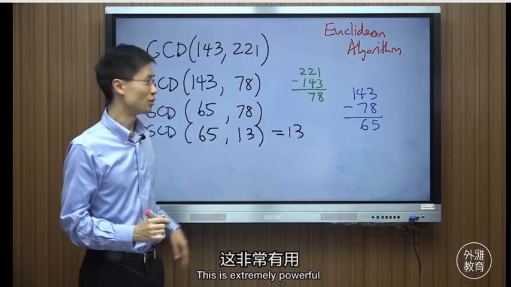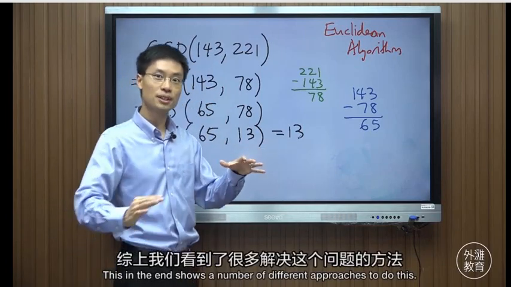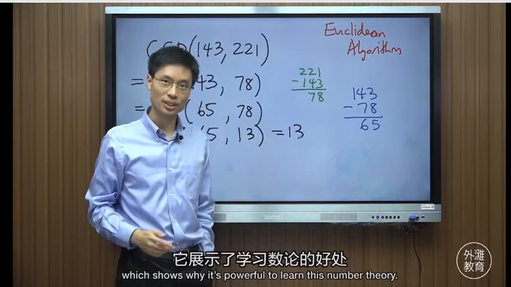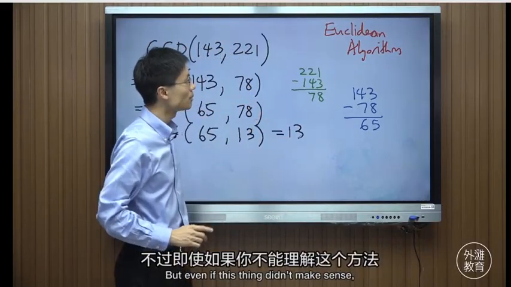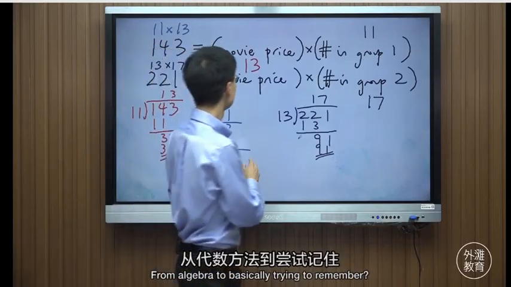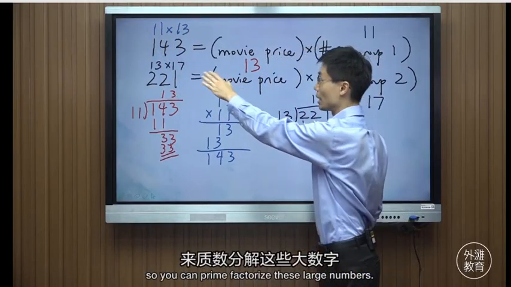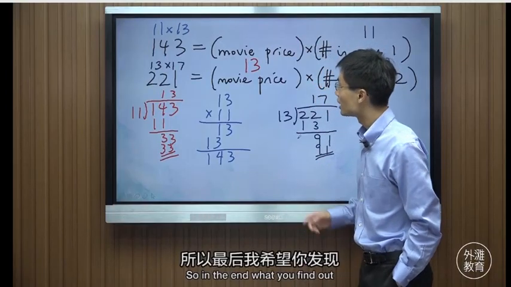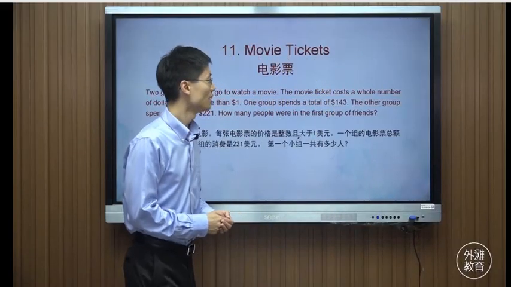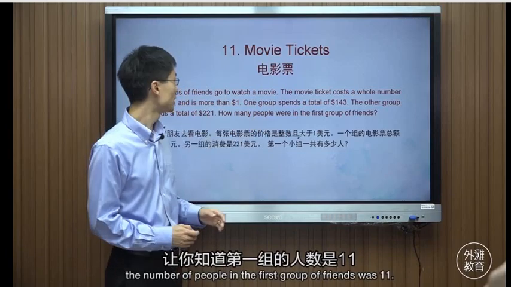This is extremely powerful because I don't have to do any guessing at all. This, in the end, shows a number of different approaches to do this. This is a more advanced method, which shows why it's powerful to learn this number theory. But even if this thing didn't make sense, there are other ways to go about thinking of this, from algebra to basically trying to remember these interesting ways to multiply numbers by 11, so you can prime factorize these large numbers. And so in the end, what you find out is that this problem, which is really a number theory problem, has enough information to conclude that the number of people in the first group of friends was 11.